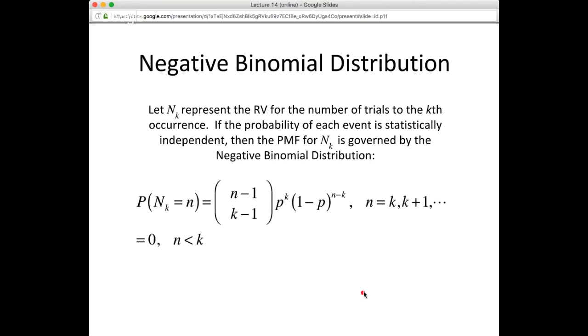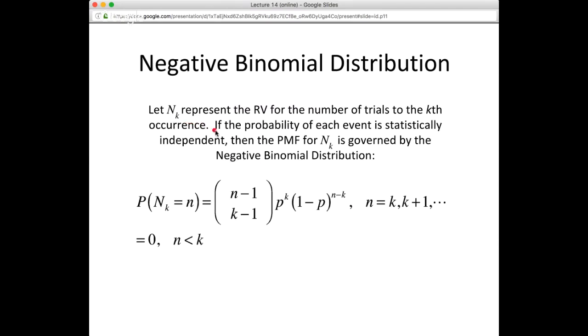So we also talked a bit about the negative binomial distribution. It's just an elaboration on the geometric distribution, and it allows us to determine the probability that we're going to get the kth event after N trials. Let's be specific here. Let the random variable big N sub k represent the number of trials to the kth occurrence. So the random variable itself is going to be the number of trials, but now we're looking at the kth occurrence, not just the first occurrence like we did in the geometric distribution.